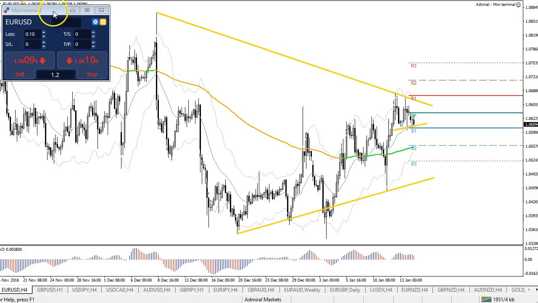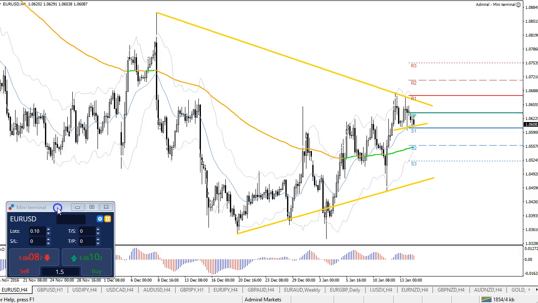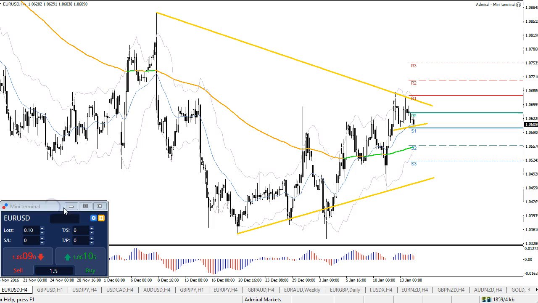Now regarding the euro dollar, let me move this mini terminal here so you can see it a bit better. Mini terminal, also part of the MetaTrader 4 Supreme Edition. If we look at the euro dollar, I can see basically a correction, support and resistance trend lines dominating the charts at the moment.